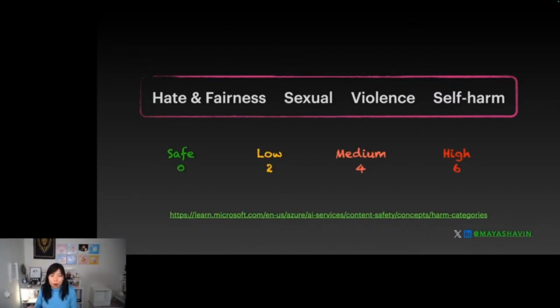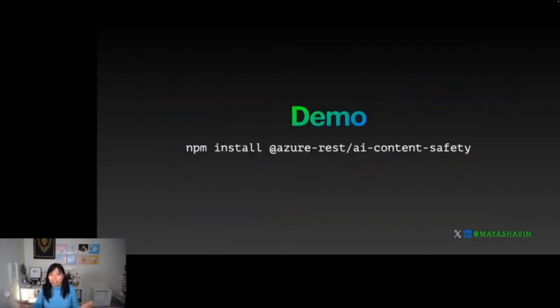So how do we implement it in our code? Well, first we need to install Azure REST AI Content Safety into our JavaScript project. And next, let's check out our demo. In our demo, we're going to build an Azure serverless function using Azure REST AI Content Safety that does content analysis.